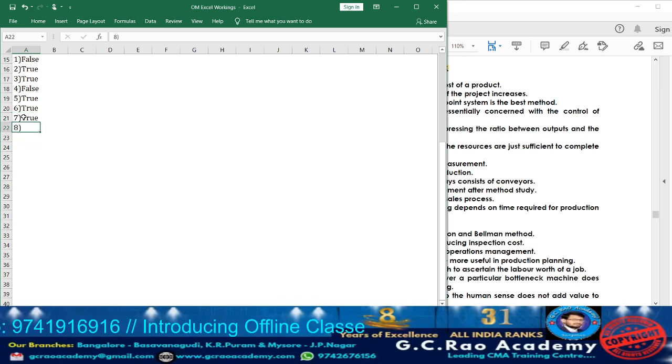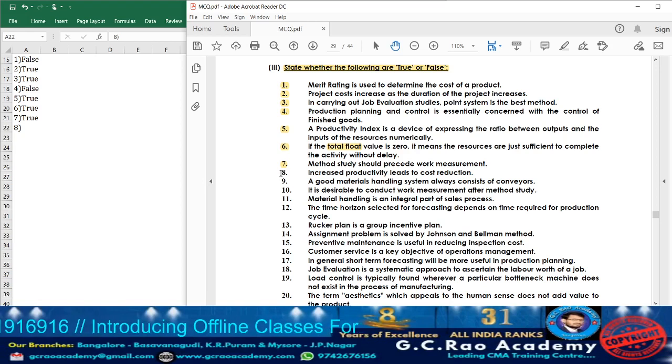Now moving on to statement 8. Increased productivity leads to cost reduction. If they are able to obtain more output with lesser inputs, it improves productivity. Or with the same quantity of input, if they are able to increase the output, in that situation also the productivity is going to increase.